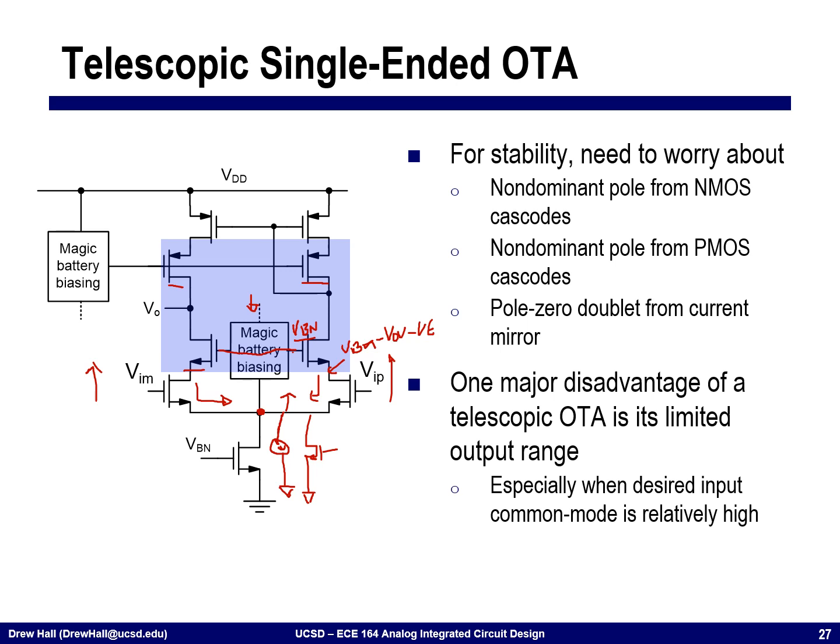Biasing the PMOS is much easier since it's relative to VDD. This node is not changing. This is just the kind of very simple structure that we saw previously.